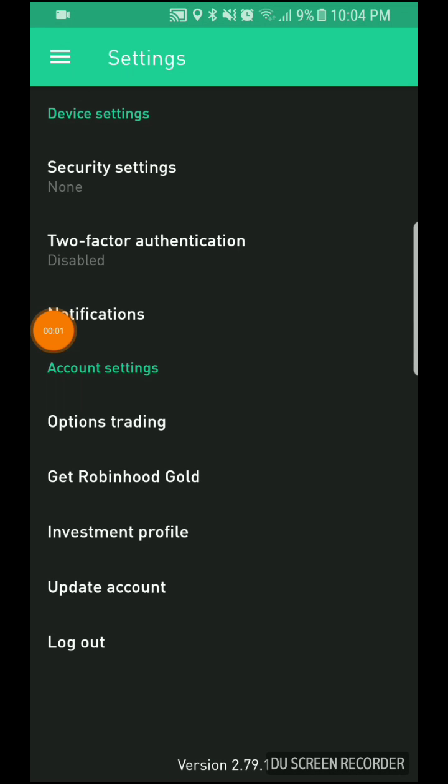Hello and welcome. In this tutorial, I'm going to show you how to buy and sell options on Robinhood.